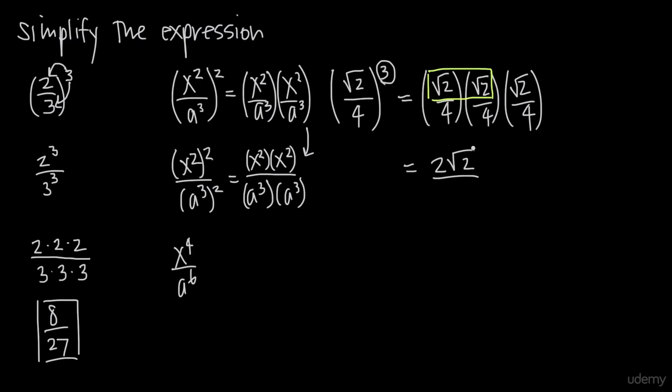And then in our denominator, 4 times 4 is 16, times 4 again is 64, so we get 64. And now we can just reduce the fraction by dividing both the numerator and the denominator by 2. So 2 divided by 2 gives us 1, so we just end up with the square root of 2. And in our denominator, 64 divided by 2 is going to give us 32. So our final answer becomes root 2 over 32.